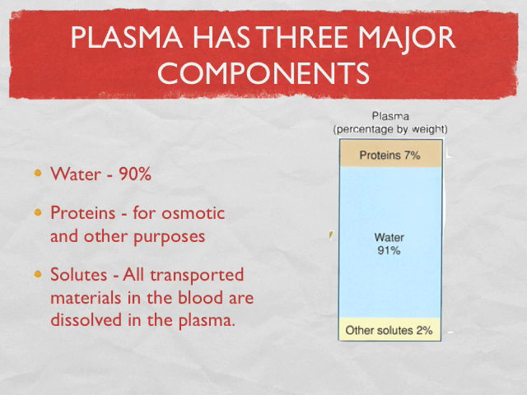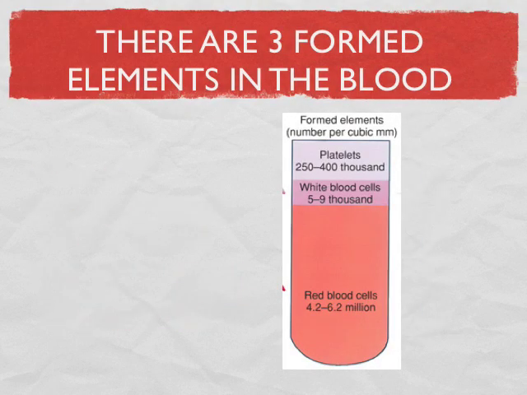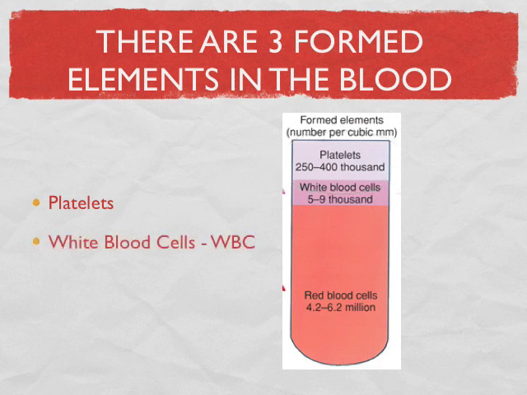But for this lecture, let's turn our attention to the formed elements. There are three formed elements in the blood. And let's go through them real quick. The platelets are small fractional pieces of cells that are here.